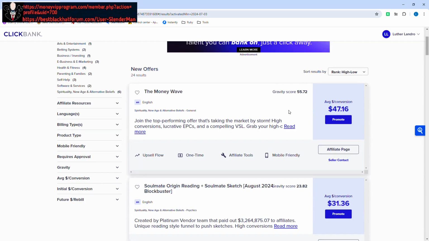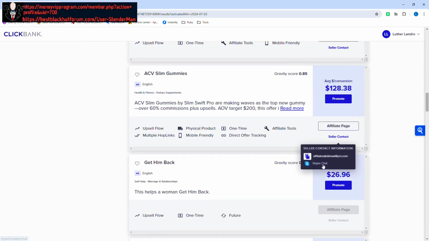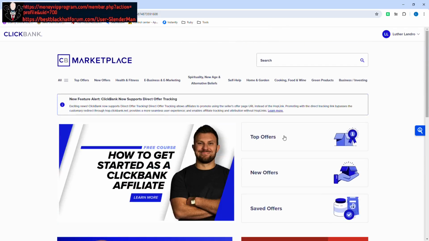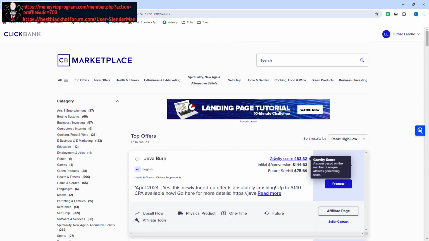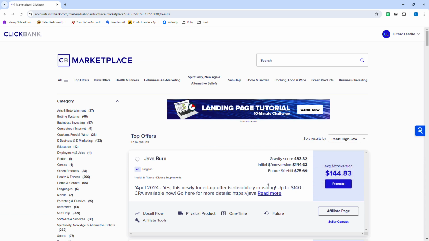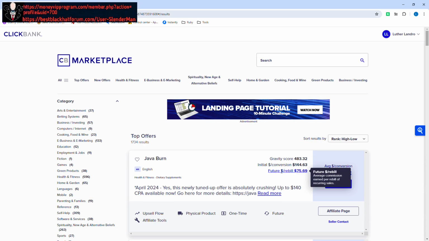If you notice, there's some missing data here. Like, let's go back to top offers, and you'll see there's a gravity score, which is a score that they give for the number of affiliates that are making money on the offer. What the initial earnings are per conversion, per sale. So for this one, it's pretty high, $144. And then there's a rebill on the offer, $75 a month. That's the average commission earned per rebill.